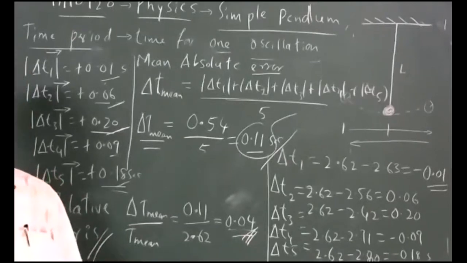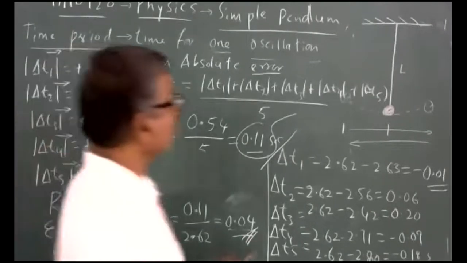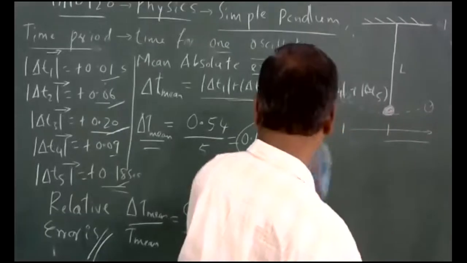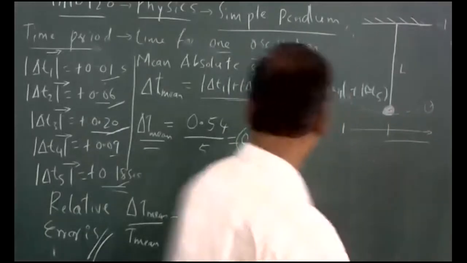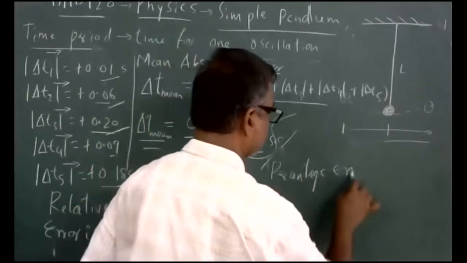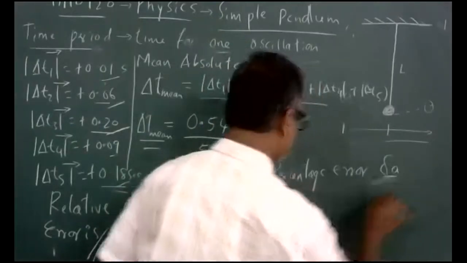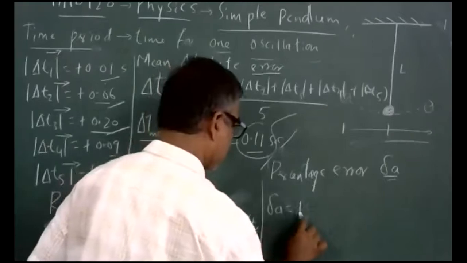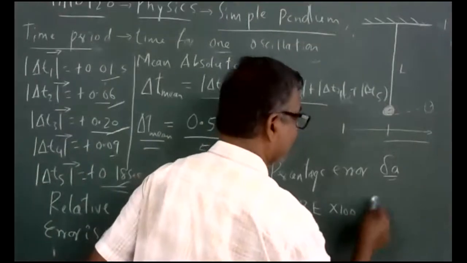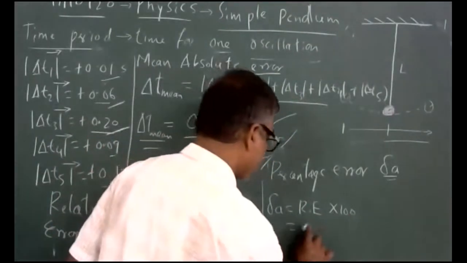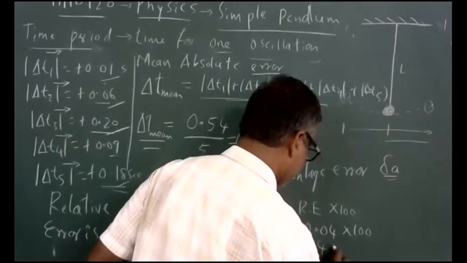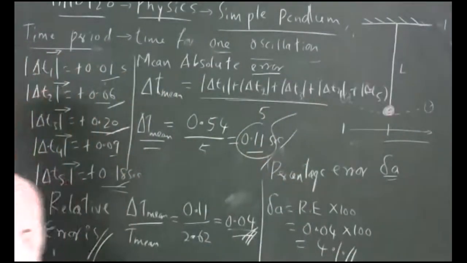Now, what is the next step? The last step is, what is the percentage error? Let me do this here. Once it is over, I will erase this part now. Now finally, percentage error is defined as delta A, which according to the mathematics is relative error into 100. So finally, I will get 0.04 into 100, which gives you 4%. So the percentage error is going to be 4%.